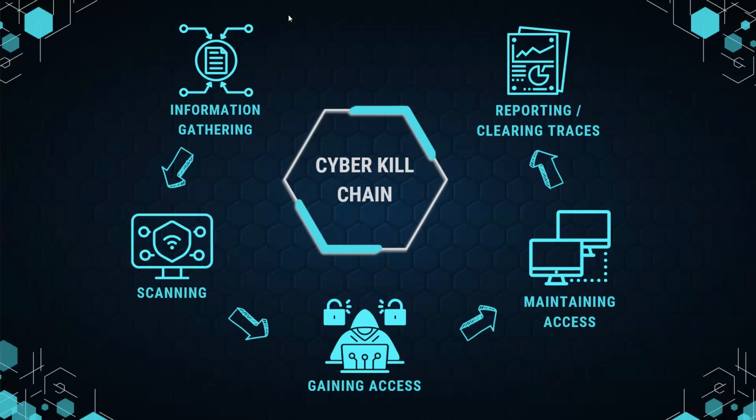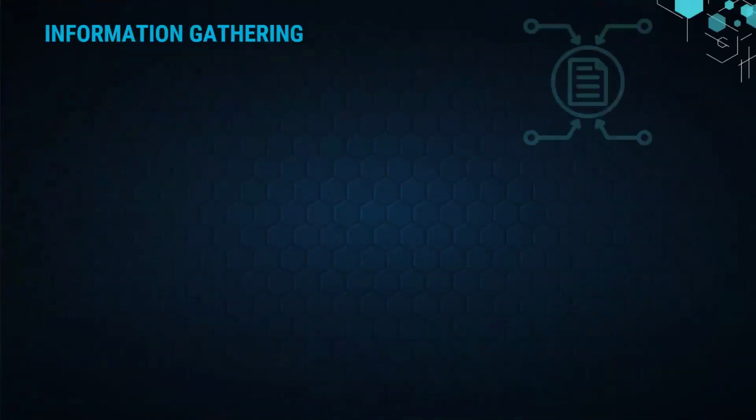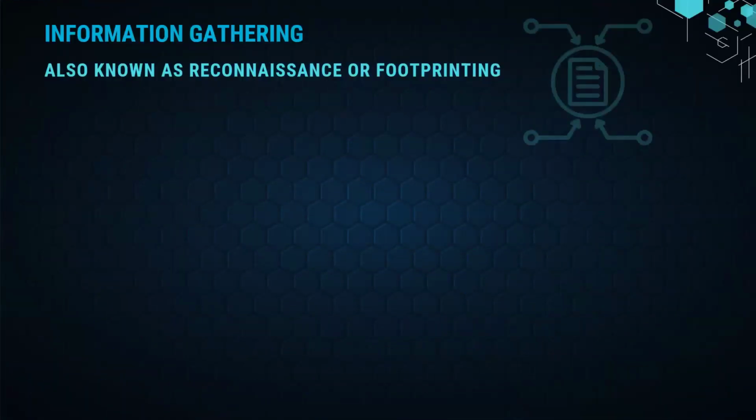Okay, guys. Moving on. Let's talk about each of these phases now, so you have a better idea about the entire course. The first step we have here is information gathering. This is basically research. This is also commonly known as reconnaissance or footprinting, just another name given to the same objective, or the same process.